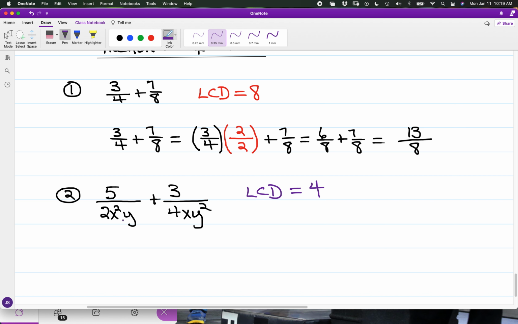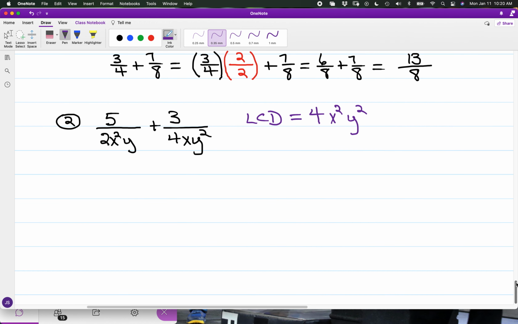And for both x squared and x, the greatest common factor, you're pulling out the smaller degree. Least common multiple, you're taking the higher power. So for x squared and x, you have x squared, and in y, you have y and y squared. So the least common denominator is going to be 4x squared y squared.